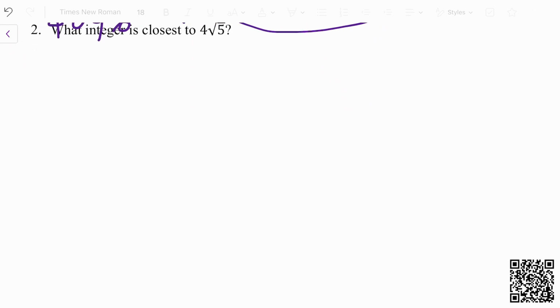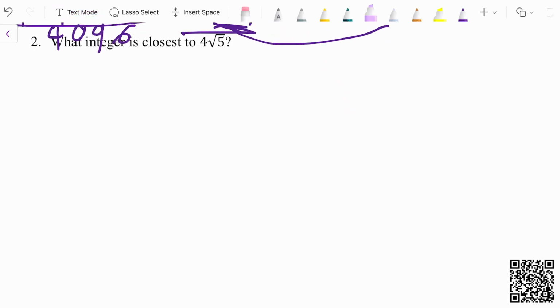Moving on to problem number 2. What integer is closest to 4 multiplied by the square root of 5? So this problem is a lot more obvious than the previous one. All you have to really do is move the 4 under the radical. And when it enters the radical's roof, it's called the radical roof, I like that name, it would become 16, aka 4 squared. So this would be equivalent to 5 times 16, which is also equal to 80.